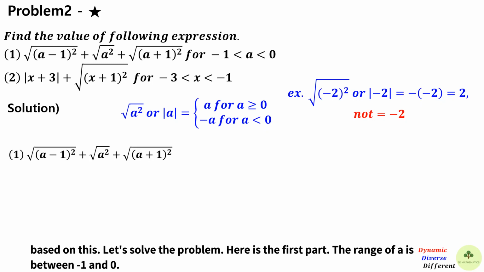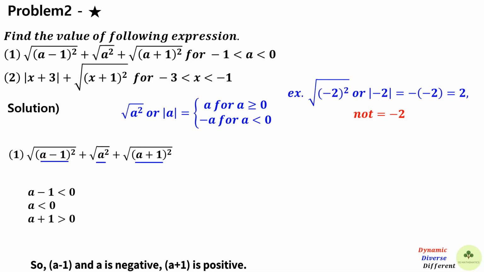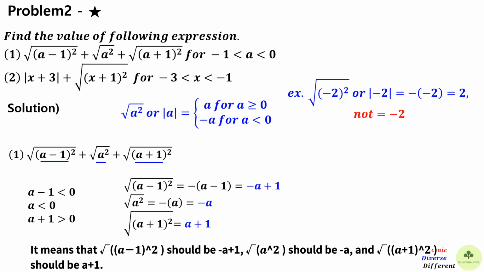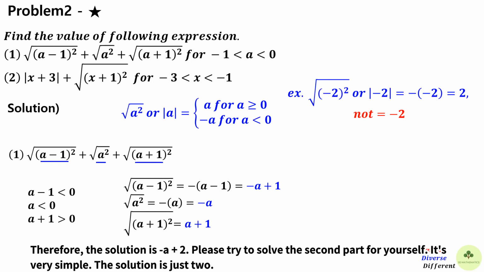Here is the first part. The range of a is between -1 and 0. So a minus 1 and a are negative, and a plus 1 is positive. It means that square root of (a minus 1) squared should be minus a plus 1, square root of a squared should be minus a, and square root of (a plus 1) squared should be a plus 1. Therefore, the solution is minus a plus 2.